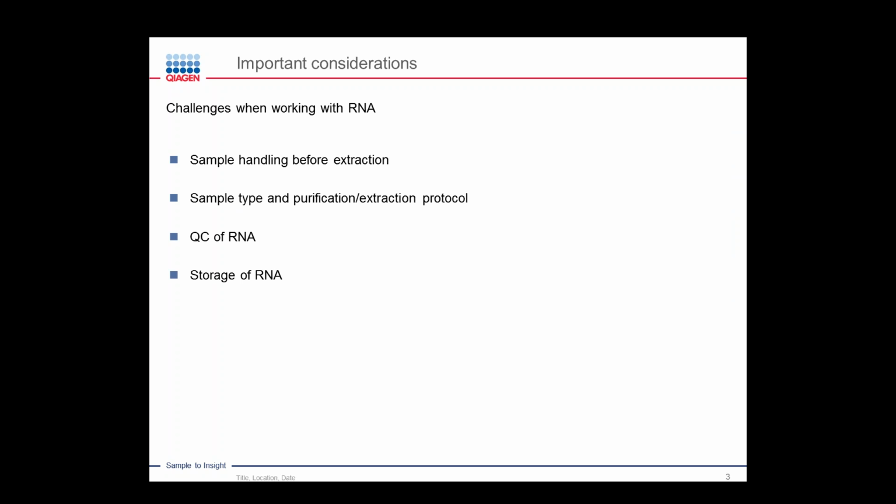Here I have listed some challenges you will be faced with when working with RNA, and these aspects need to be addressed when you work with RNA. These are the sample handling before extraction. Is it a critical sample type I'm working with, and which purification protocol must I use? What kind of quality control do I need, or what efforts do I have to run to get the right information? And the last aspect to keep in mind: do I need, for instance, long-term storage of my RNA for later experiments, or when I want to confirm these experiments in a later experiment?